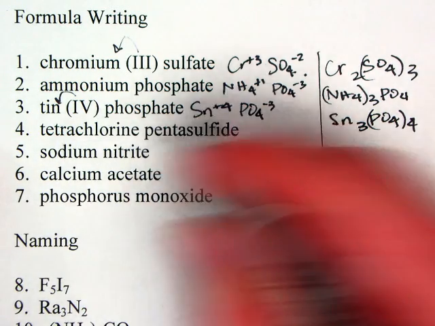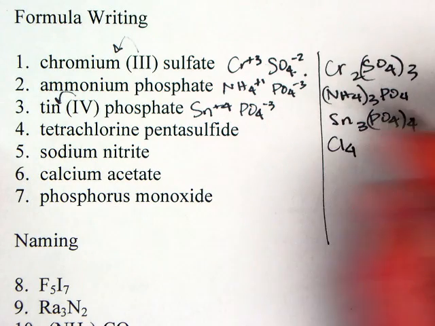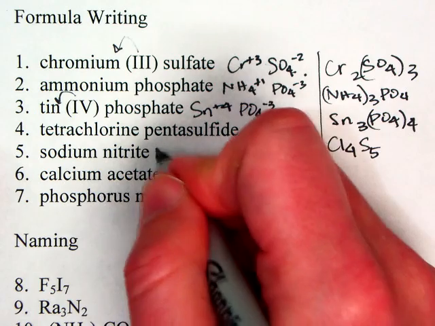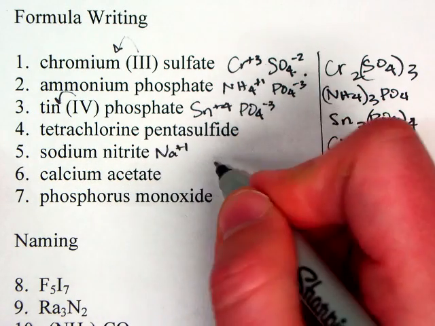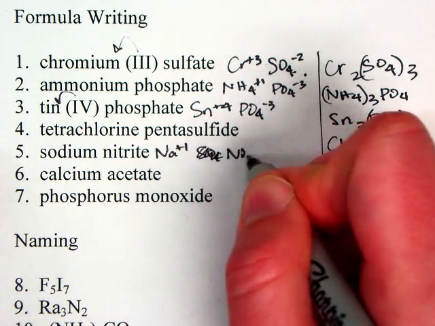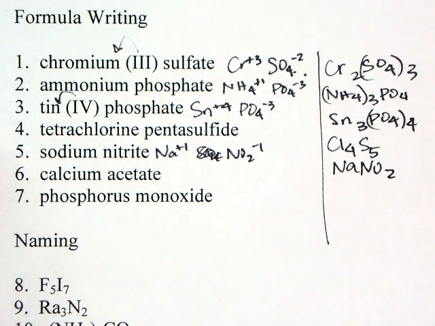Tetrachlorine pentasulfide, again, this is the best kind, because you get prefixes, there's nothing to do except write what they say. So tetrachlorine literally means 4 chlorines, so Cl4. Pentasulfide means 5 sulfurs, and you're done. Sodium nitrite, Na is +1, there's no prefixes here, and nitrite is NO2 minus 1. They cancel out, so NaNO2.